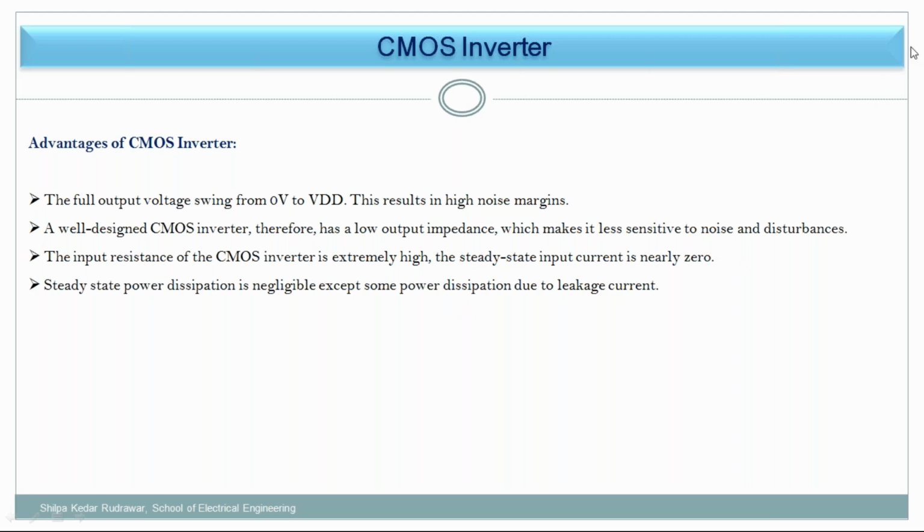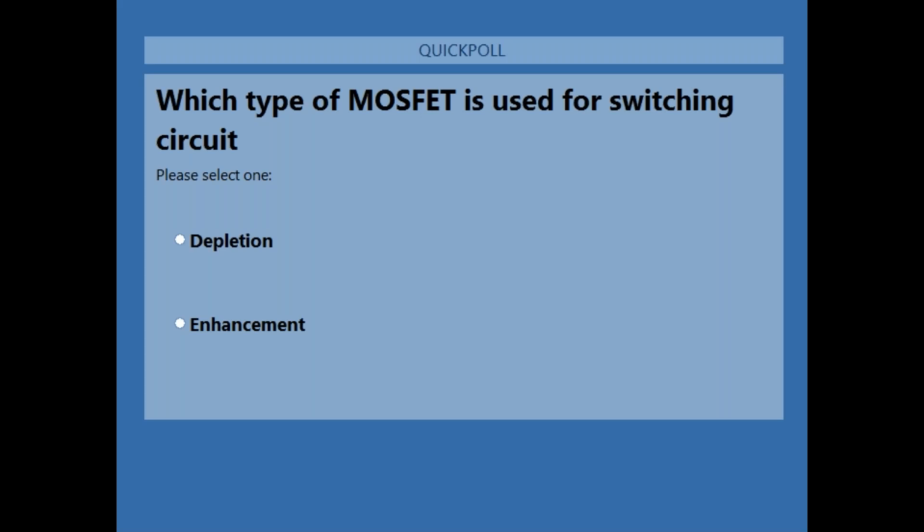Now moving towards our first poll question: which type of MOSFET is used for switching circuits? Switching means where that particular MOSFET is acting as a switch only, for on and off. So which MOSFET is used? I'm closing this poll within 5 seconds. 5, 4, 3, 2, 1, and 0.